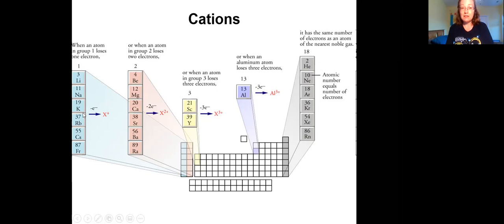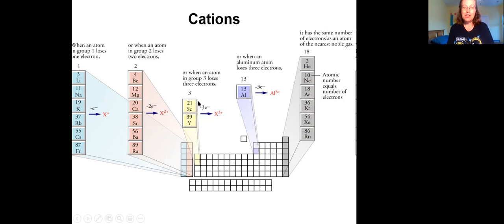How about potassium? He starts with 19 total electrons. If he loses 1, which is what he'll do in group 1A, then he'll be down to 18 electrons. Well, let's take a look. Which element has 18 electrons? Oh, argon. Over here in group 8A, yet another nearest noble gas. That's the nearest noble gas for potassium, number 19.